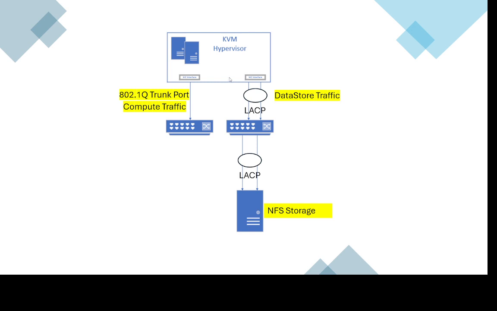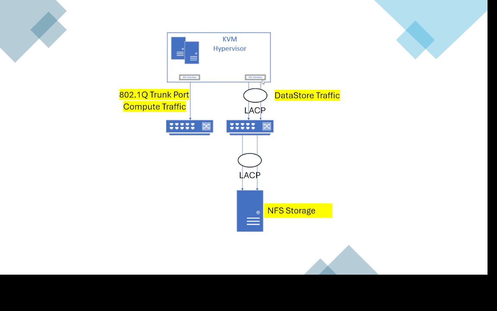So in this diagram, we're presenting a KVM hypervisor. We have virtual machines that will be connected to different VLAN bridge ports and trunks. We're actually passing an 802.1q trunk port for our compute traffic. So our VMs will intercommunicate with each other using this northbound upstream switch, which is our top-of-rack switch.